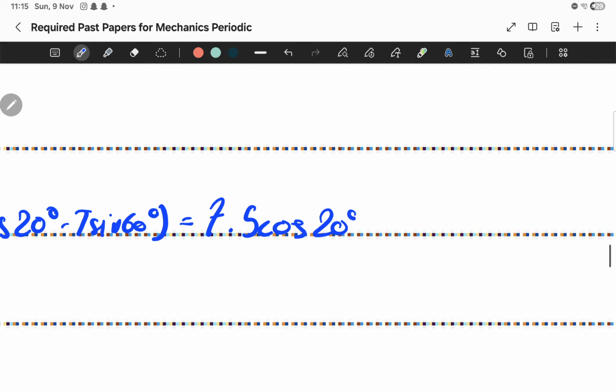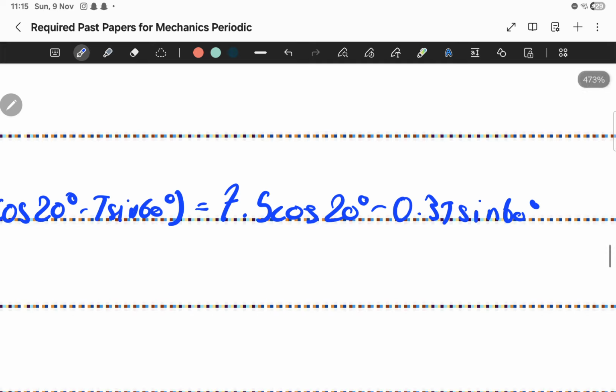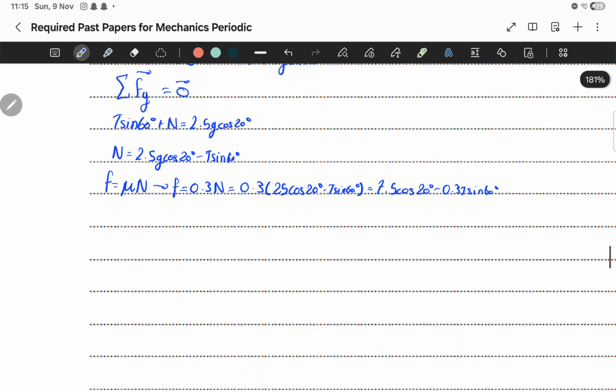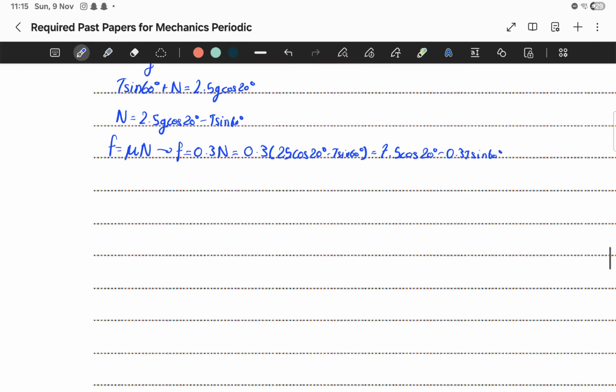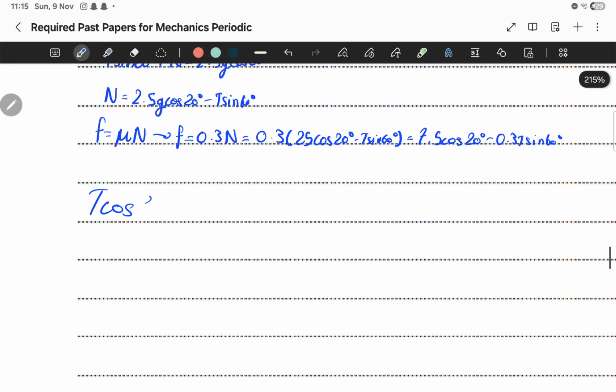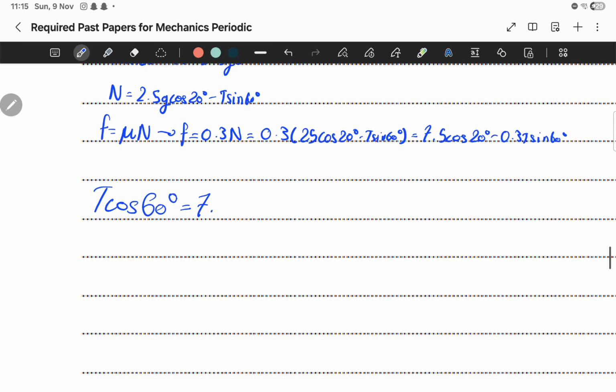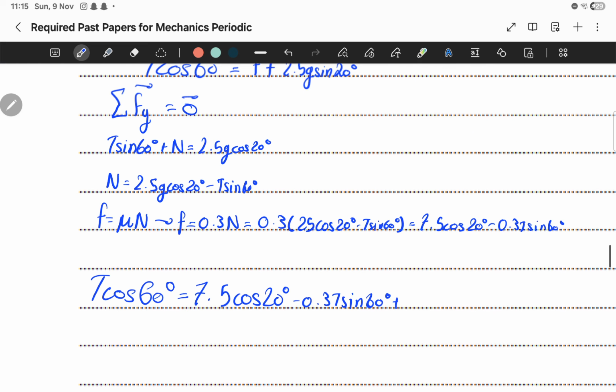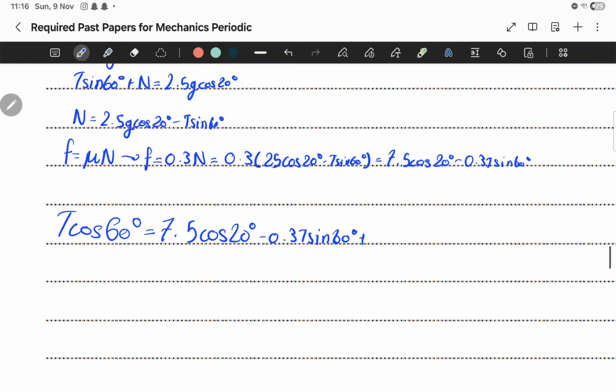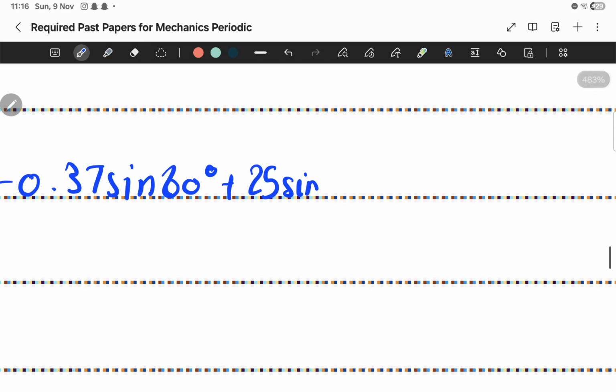20 degrees minus 0.3 t sine 60 degrees. Okay, so I can substitute this back in here now. So t cos 60 is equal to 7.5 cosine 20 degrees plus, minus 0.3 t sine 60 degrees plus 2.5 g sine 20, so 25 sine 20 degrees. Okay.